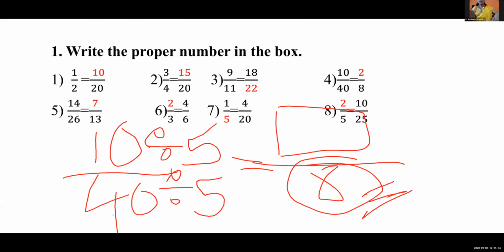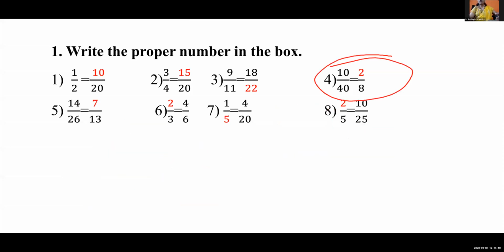Now say the 5 times table, at which place is this 10 coming? 5 1s are 5 and 5 2s are 10. So 2 will come, no? If we say the 5 times table, 5 8s are 40, so here 8 is there. And 5 2s are 10, so 2 will come in the box. Yes or no? So 10 upon 40 and 2 upon 8 are equivalent fractions.